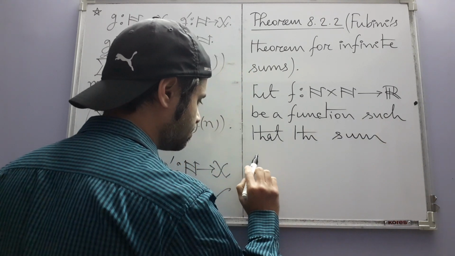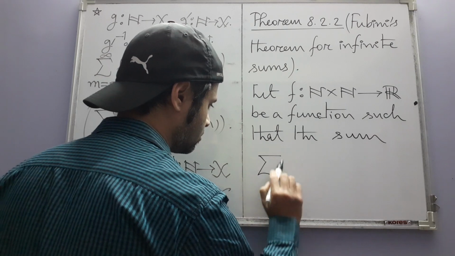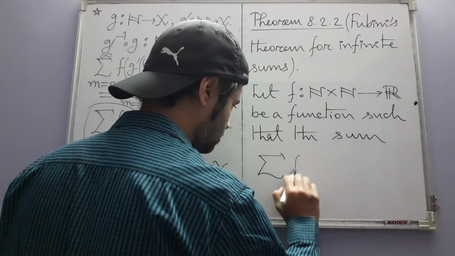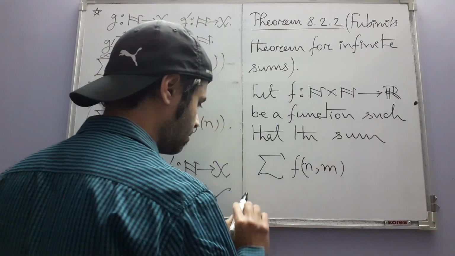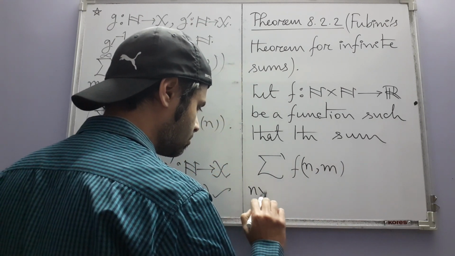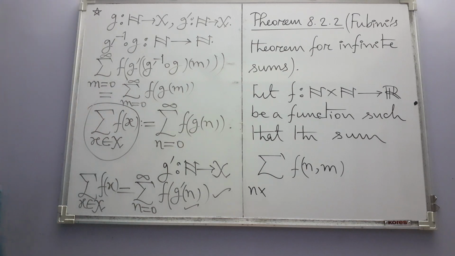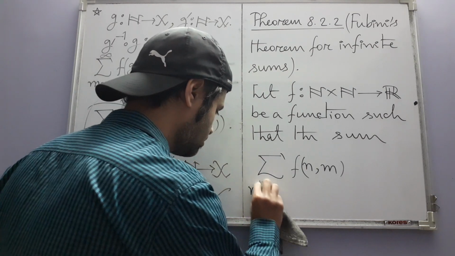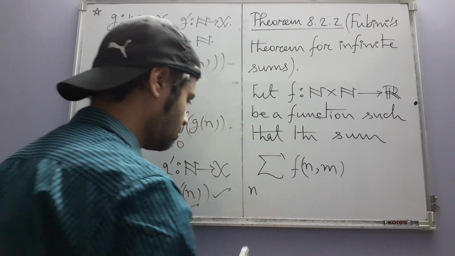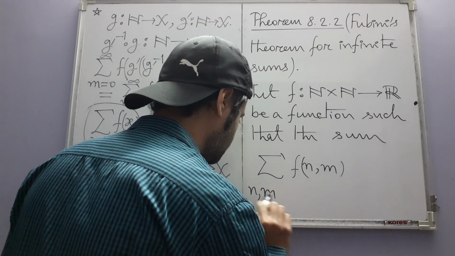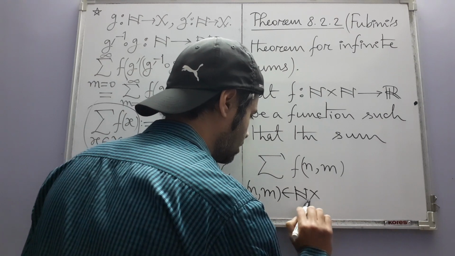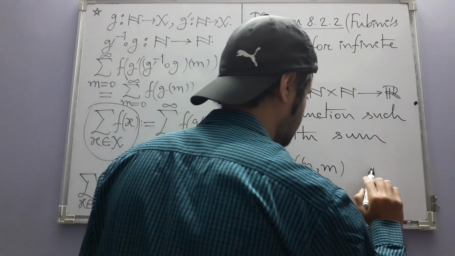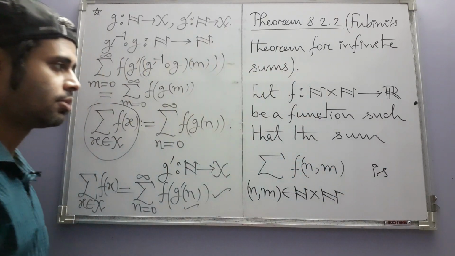the sum, this sum, of f of n comma m, where the ordered pair n comma m varies over this Cartesian product, is absolutely convergent.